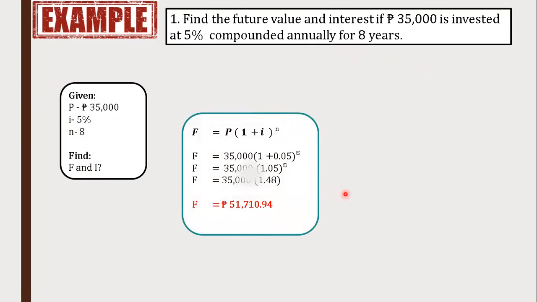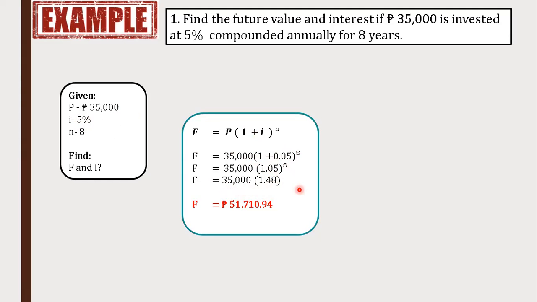Solve first for letter F. So I'm using this formula, F is equal to P times the quantity of 1 plus i quantity raised to the power of n. For P, we have 35,000 and then 1 will be constant plus our interest, which is 5% converted to decimal, that's 0.05, and n, which is 8. Therefore, you add it first, 1 plus 0.05, that's 1.05, raised to the power of 8, that's 1.48. After that, you multiply it by 35,000, you will get 51,710.94 for the future value.